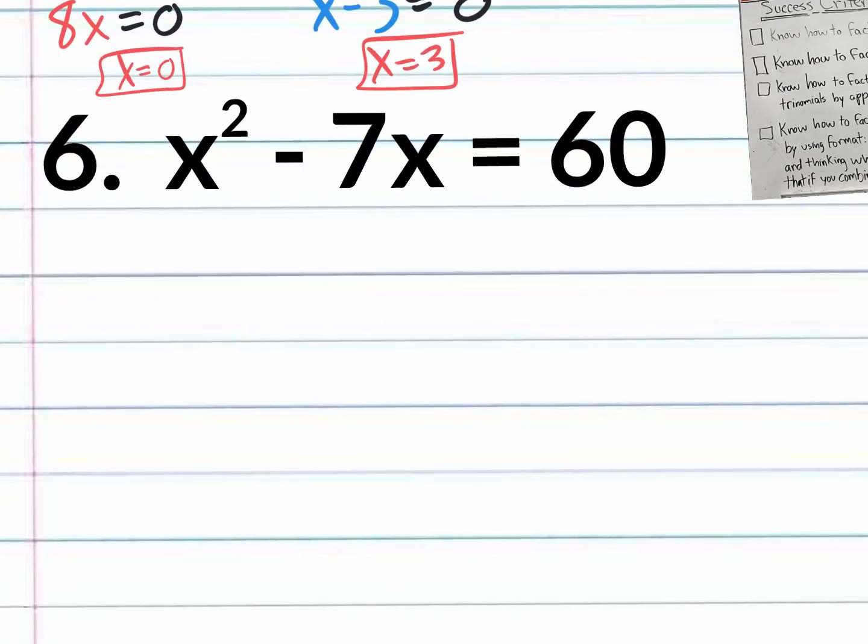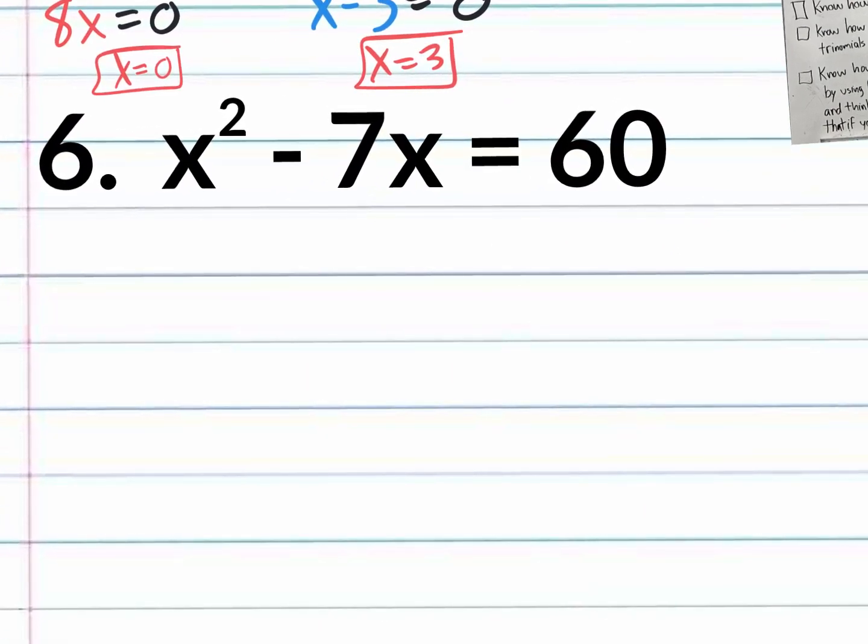Let's move on to number 6. Number 6, also an equation. You want to solve it. When you have an equation, especially in this chapter, you want to make it equal 0 so we could factor to be able to split it and solve it.